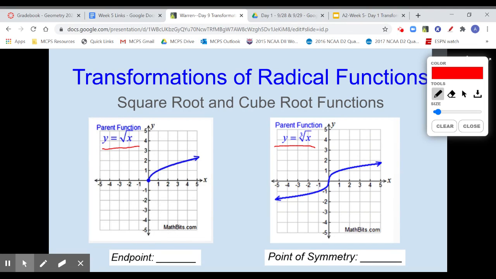Before we continue, something really important to recognize is the endpoint and point of symmetry of these functions. Remember that square roots have endpoints, whereas the cube root function does not. And if you'll notice, the endpoint of this function is at 0, 0. That's really important because that is something that is going to be changing when we transform this function. And the same thing is true of the point of symmetry on the cube root function. We've talked about how the point of symmetry is that point in the very middle of the function. It's sort of where it turns, right? It almost becomes vertical right at that point. And that also is at 0, 0.